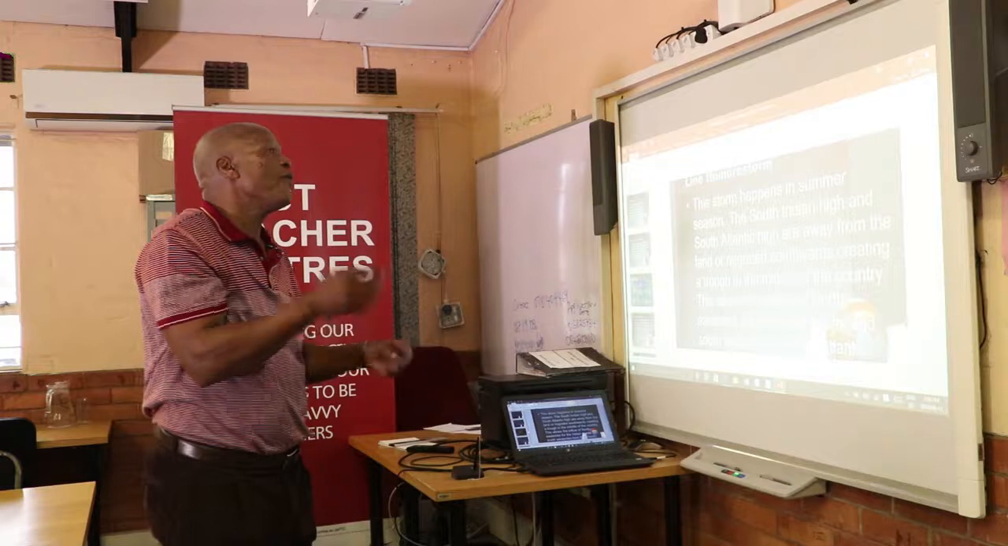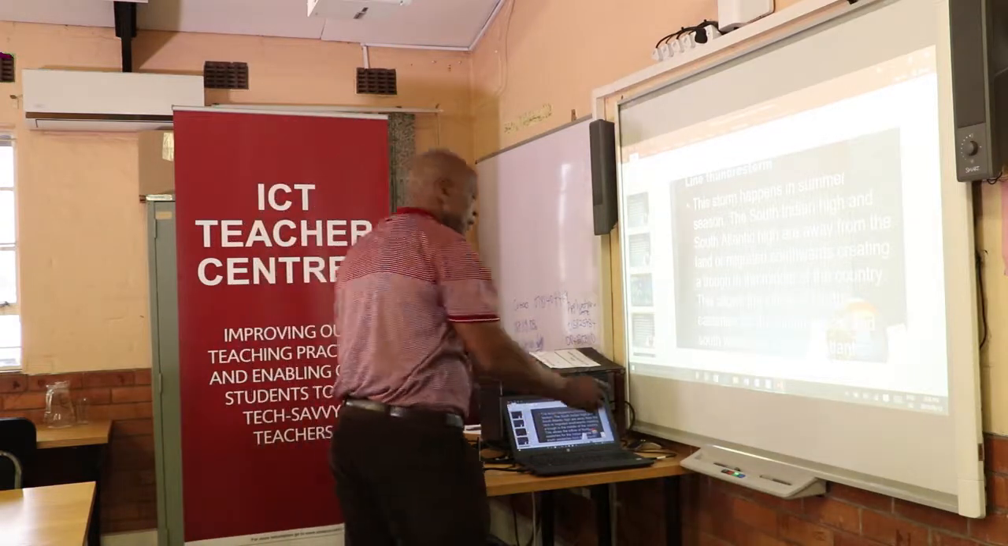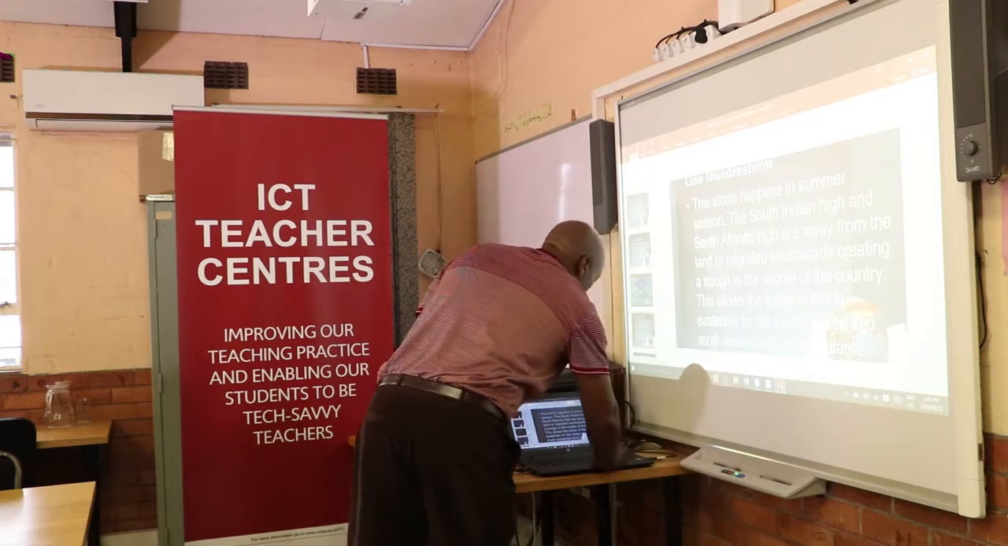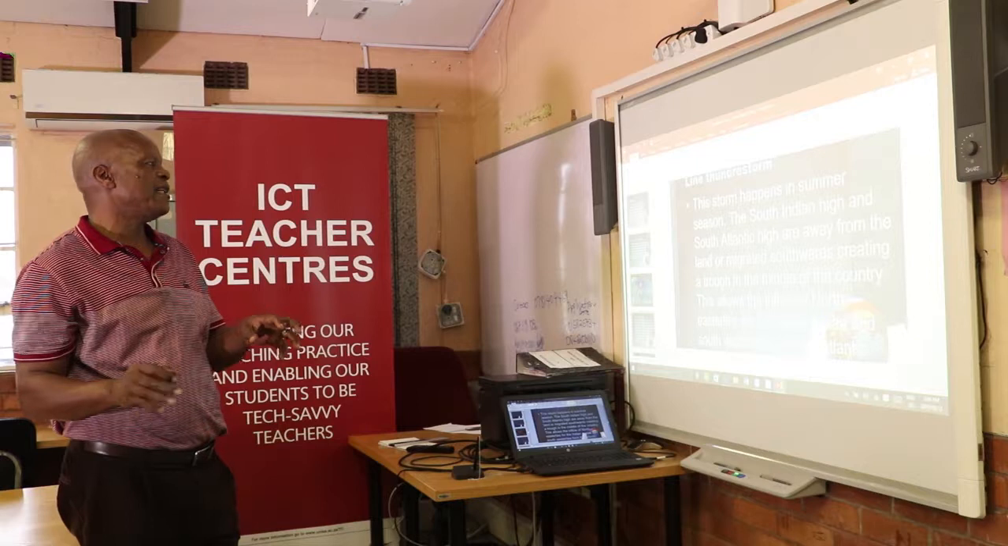So now the inflow is allowed by the existence of a trough in the what? In the middle. Right, let us move on. Now, how does a storm develop then?